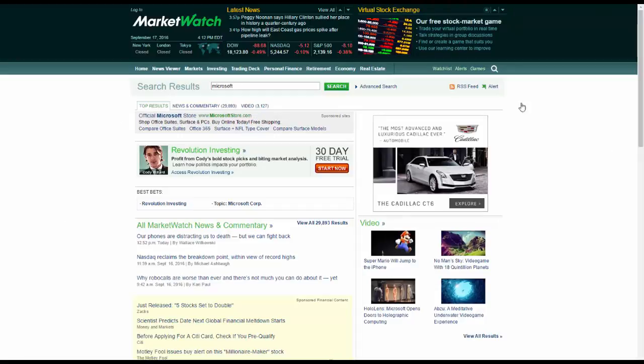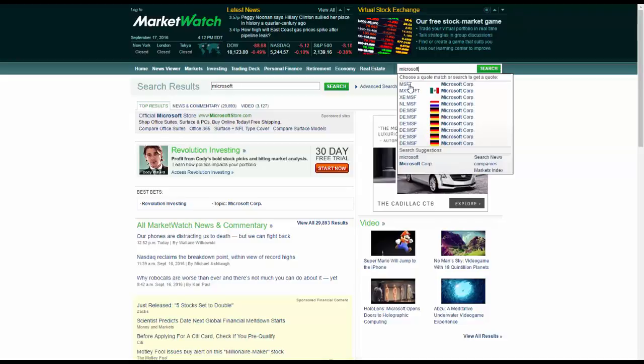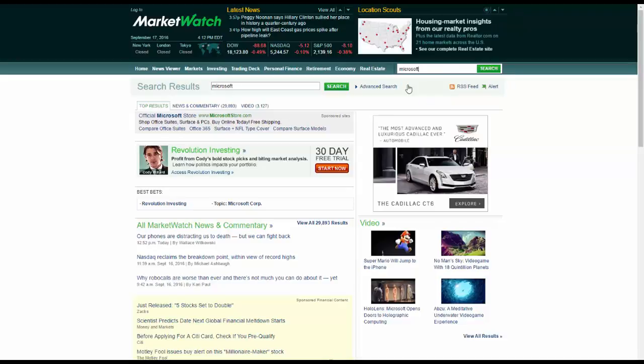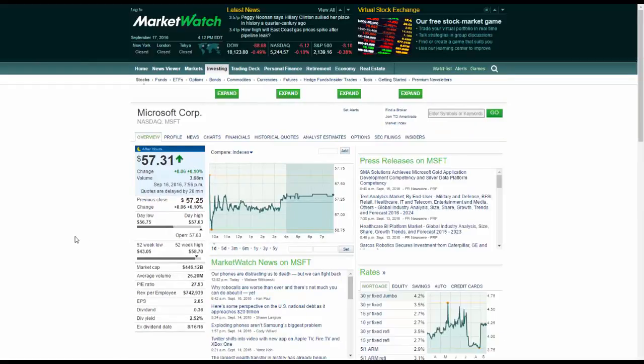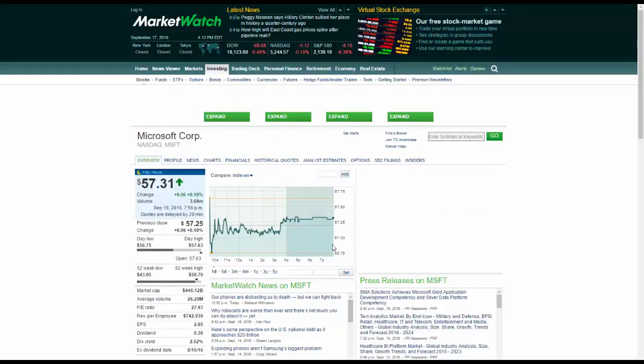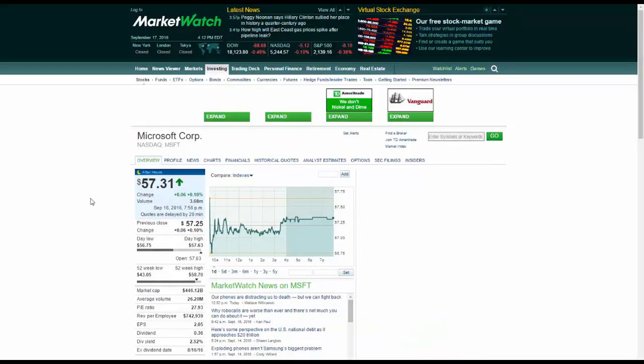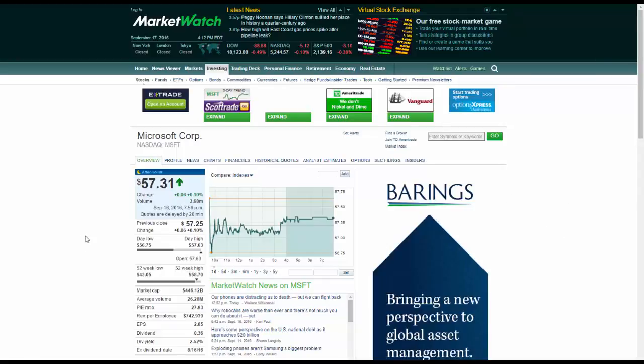It looks like it brought me to another page here. I'll just go up to search here, type Microsoft, and pick Microsoft. And here we go. What we have here is information about Microsoft stock, and I would like to go through some of this information, and then we can compare it to another stock such as Apple to see which one we may want to purchase.